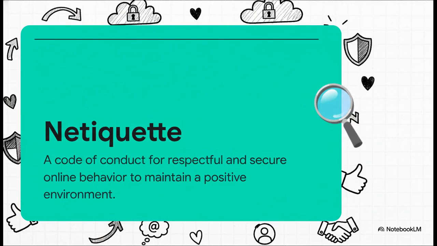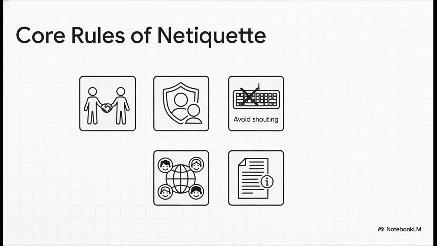So how do we deal with the social side of things? Well, there's this concept called netiquette. It's kind of a mashup of network and etiquette, and it's basically the unwritten rulebook for how to behave online. It's all about keeping our shared digital spaces respectful and positive for everybody. And the core rules are really just common sense when you think about it.